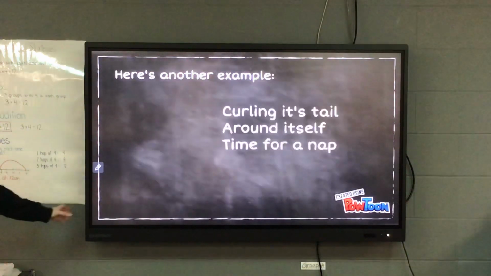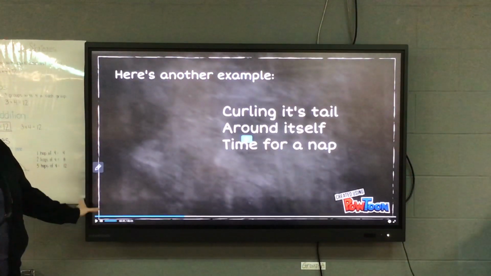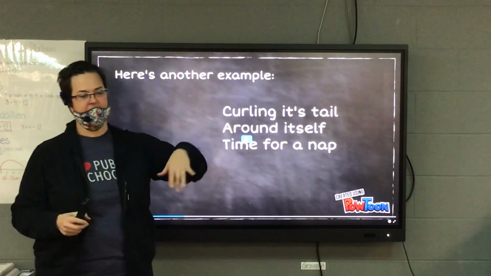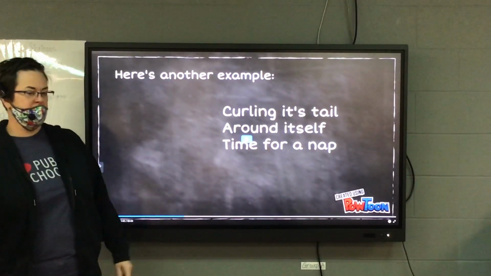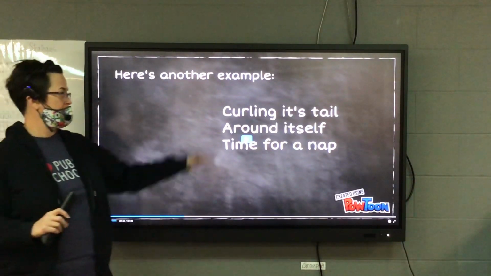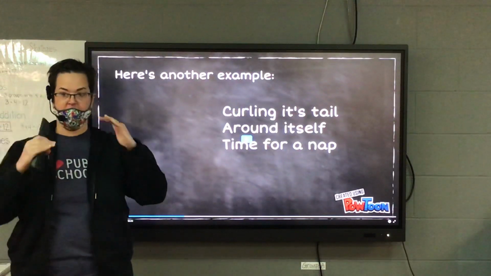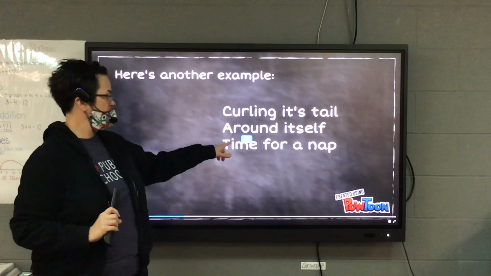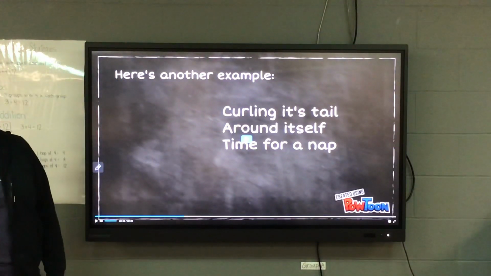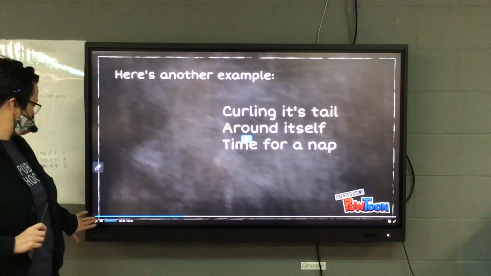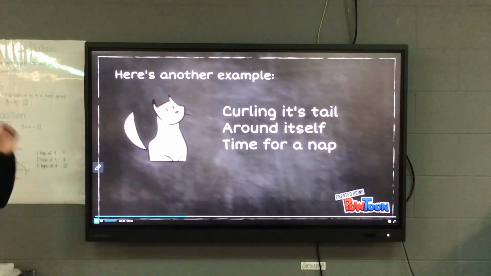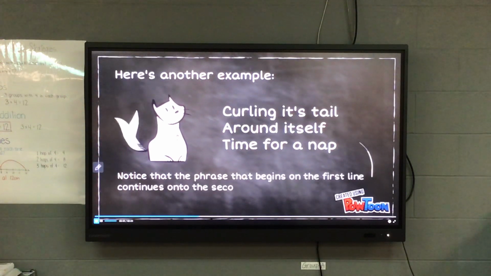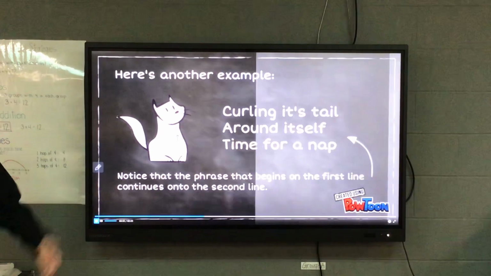Here's another example. What's the word? Cat. Curling its tail around itself. Time for a nap. So did those two lines kind of go together? Yeah. Notice that the phrase that begins at the first line continues on to the second line. We already talked about that.